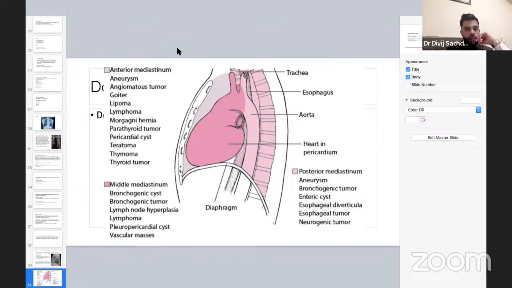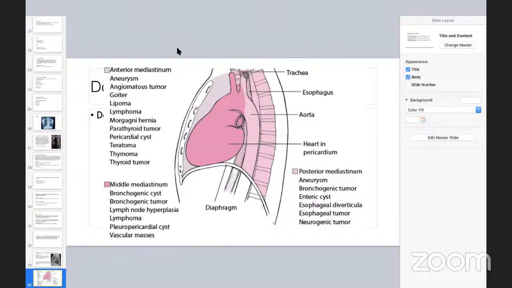Then, Nimisha, you mentioned the most common cause of a mediastinal mass is a lymphoma. It's the most common malignant cause. Yes, sir, malignant cause. Always talk about the common things first, okay? Yes, sir. Most common malignant.